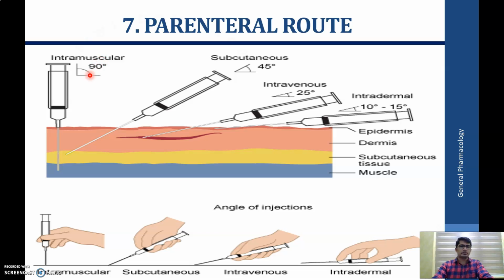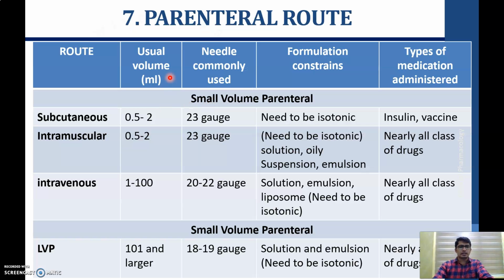This is the picture which shows the different directions of parenteral routes. Intramuscular is 90 degrees, subcutaneous is 45 degrees, intravenous is approximately 25 degrees and intradermal is 10 to 15 degrees. So these are the angles of injection in parenteral preparations, and these are the different volumes of each parenteral route and their properties. For the subcutaneous route, we can administer 0.5 to 2 ml of volume using a needle of 20 to 23 gauge, and the injection should be isotonic.